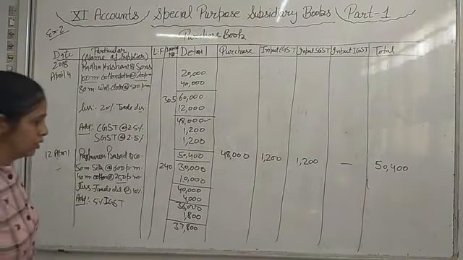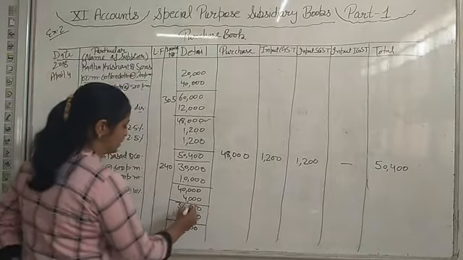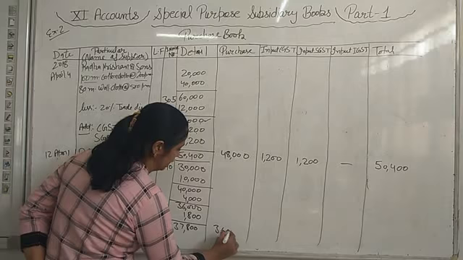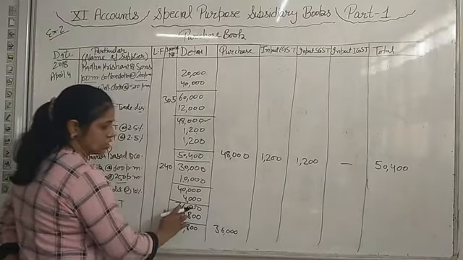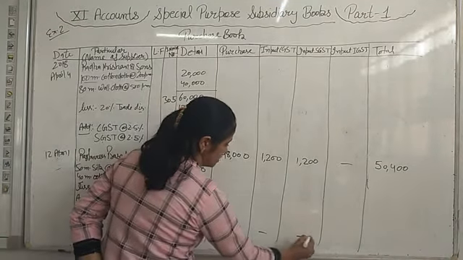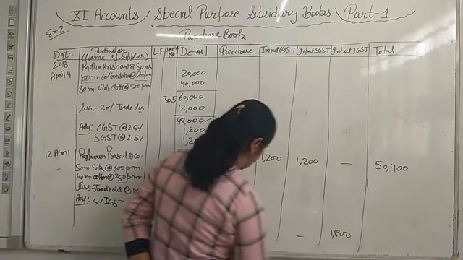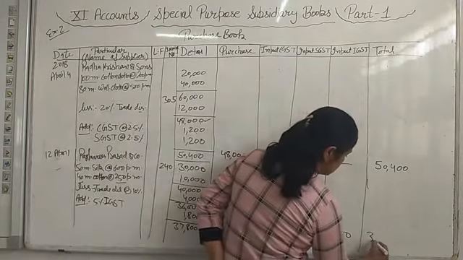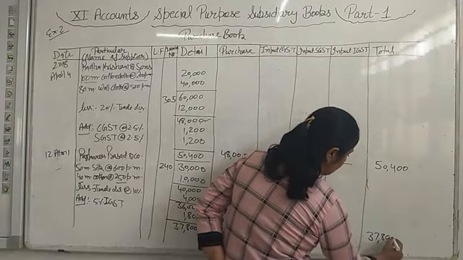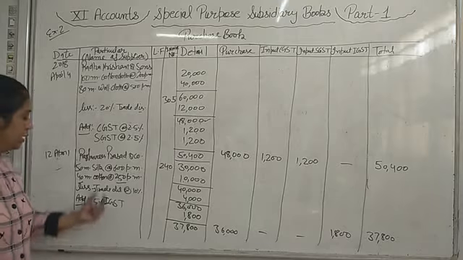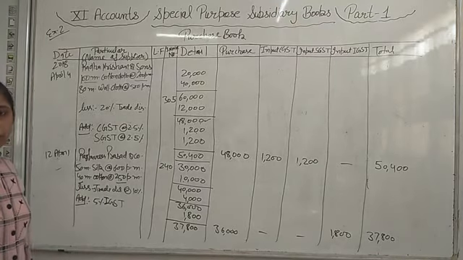Add this, it will come 37,800. Now the amount of purchase is the amount that comes after deducting the trade discount. No CGST, no SGST, put blank in those columns. IGST 1,800 and the total is 37,800, which we have to pay to Raghuveer Prasad and Company for purchasing the following goods.